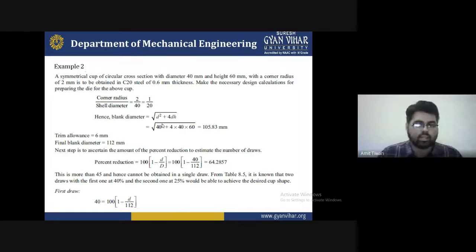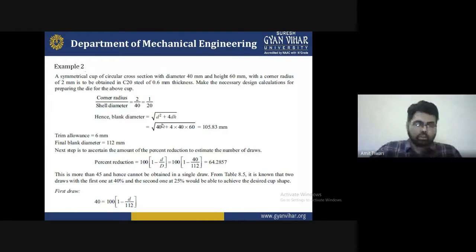So we can say it needs two draws, with the first draw at 40% and the second at 25%, which will achieve the desired cup shape. The first draw condition is 40 equals 100 times (1 minus d upon 112). By this formula you can calculate it. The other term is more than 35%, hence it cannot be obtained in a single draw.